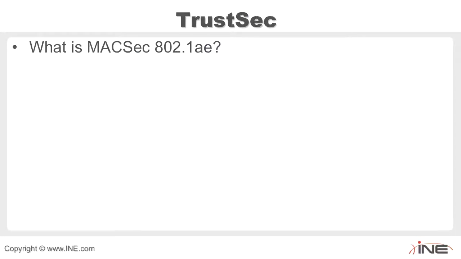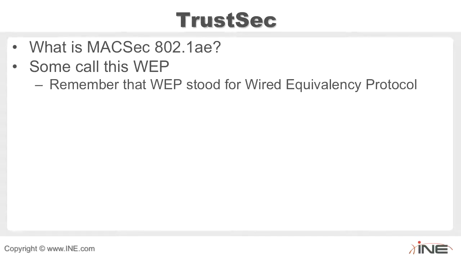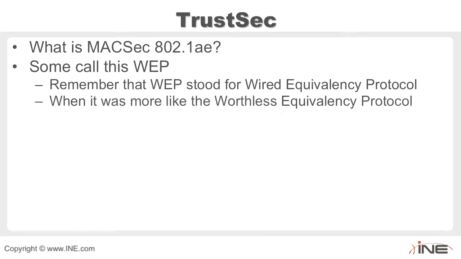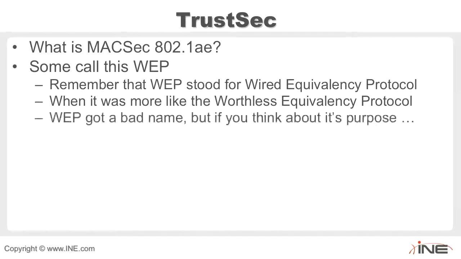So first of all, MACsec 802.1ae. Some people call this WEP. All right. So remember that WEP stood for Wired Equivalent Privacy, but it was more like Worthless Equivalency Protocol because it was easily hacked and it didn't really do much. But it got a bad name. If you think about its purpose and what it was there for, and really what we have today. Even though we don't use WEP, we use WPA, most likely WPA2.